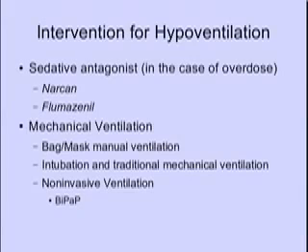This is clinical application after all, so how do we intervene in a patient with acute hypoventilation? Well, if it's a case of a sedative overdose, we can try sedative antagonists such as Narcan for narcotic overdose. But in many cases, the choice is mechanical ventilation. We could bag mask ventilate until we can intubate and put the patient on a ventilator. In some cases, non-invasive ventilation may work. An example of that is BiPAP.